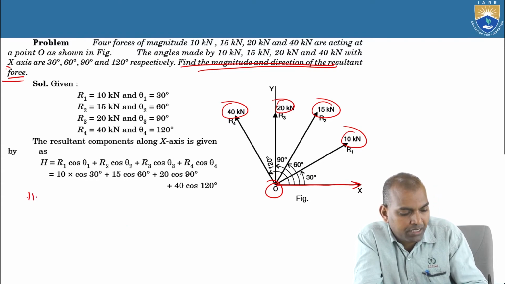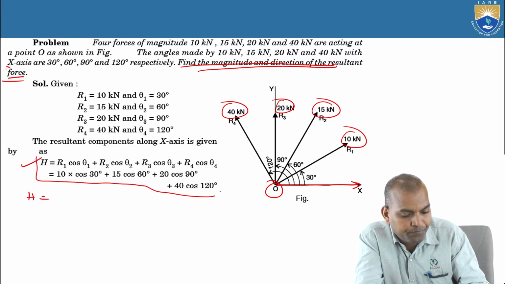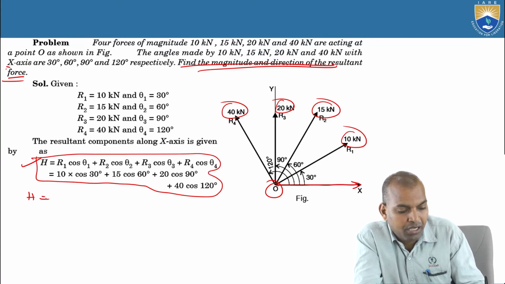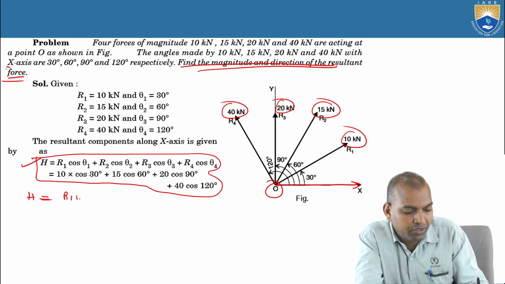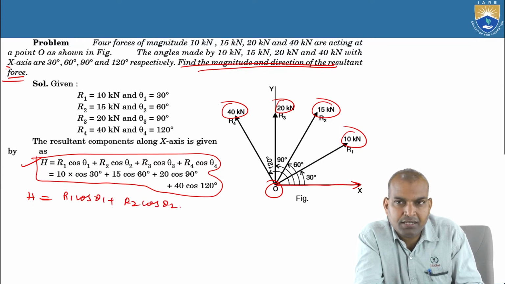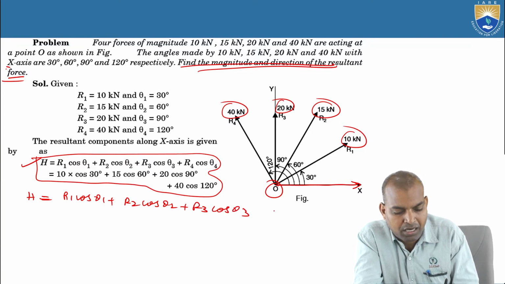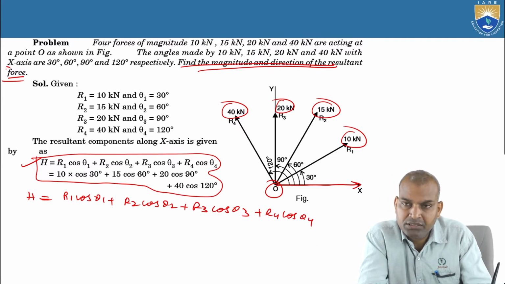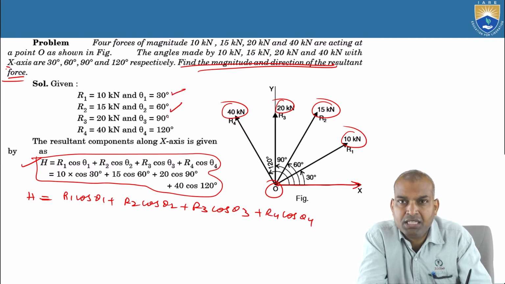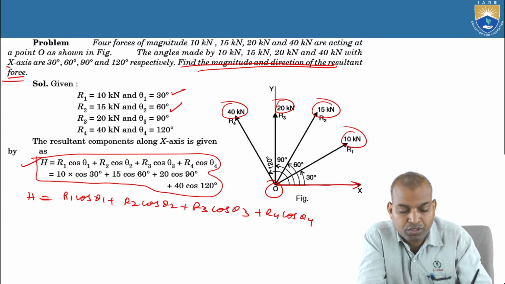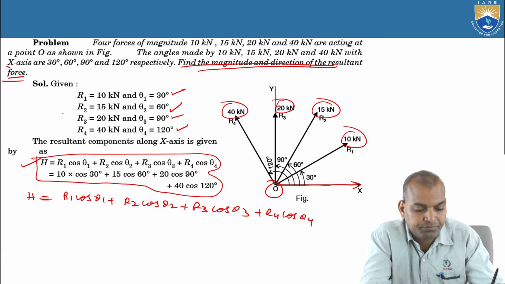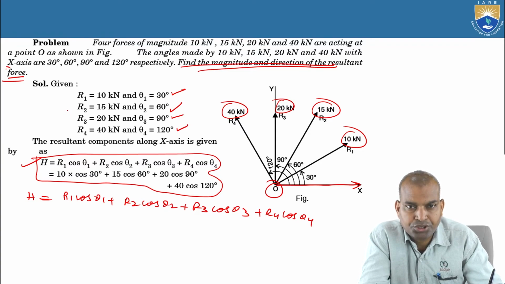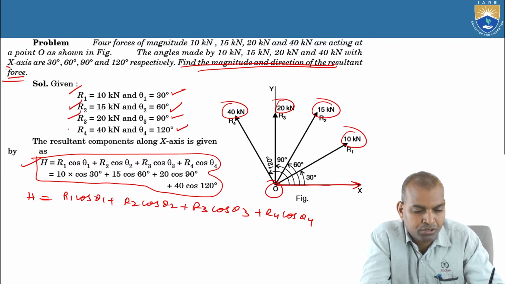That is H equal to, again I am writing here even though it is mentioned here, but after writing you can understand better. H equal to R1 cos theta 1 plus R2 cos theta 2 plus R3 cos theta 3, and one more is there, R4 cos theta 4. What is theta 1? 30 degrees, theta 2 is 60, theta 3 is 90, theta 4 is 120. And R1 is 10 kilonewtons, R2 equal to 15 kilonewtons, R3 20 kilonewtons, R4 equal to 40 kilonewtons.